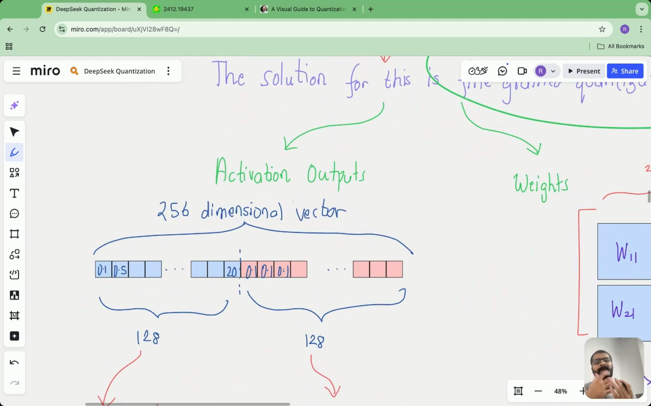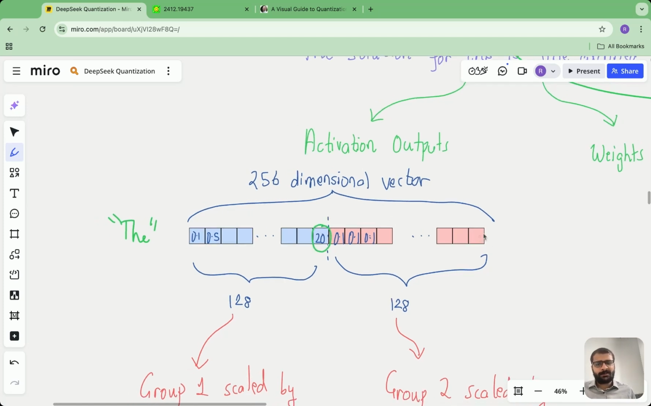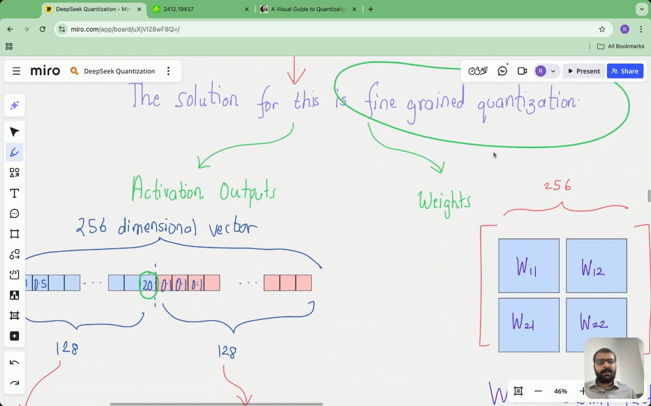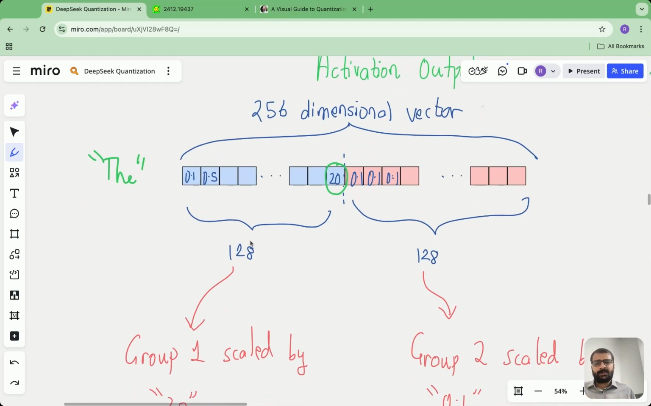When you are dealing with large language models, we typically have vectors, right? Let's say this is a token for the input embedding; a token can be a 256 dimensional vector. Earlier, what was done is that we took this 256 dimensional vector, looked at all the values, found the maximum value, and then scaled all these numbers by the maximum value and, let's say, multiplied it with 128, etc. That's the approach I mentioned over here. But now what fine-grained quantization means is that you divide this vector into chunks. The first chunk is of 128 values, the second chunk is of 128 values.